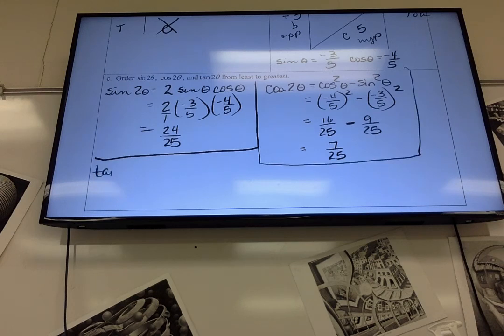You guys figure out what the tangent of 2 theta is using that formula. Here it is, I wrote it here.